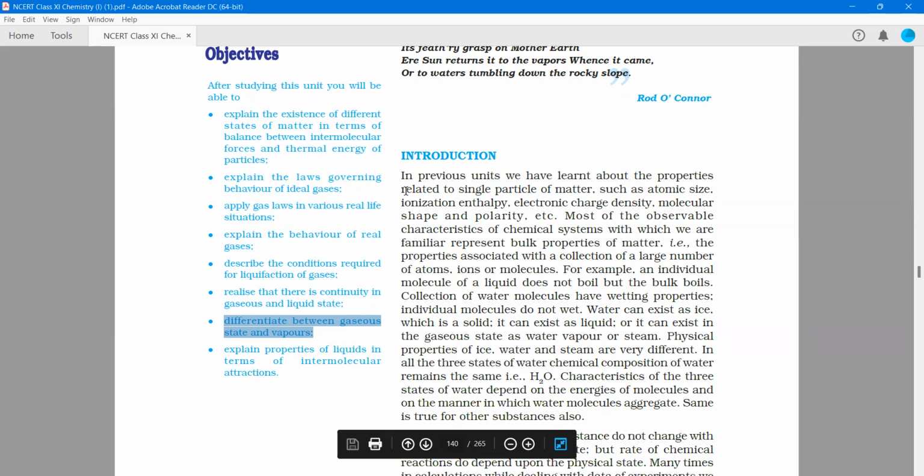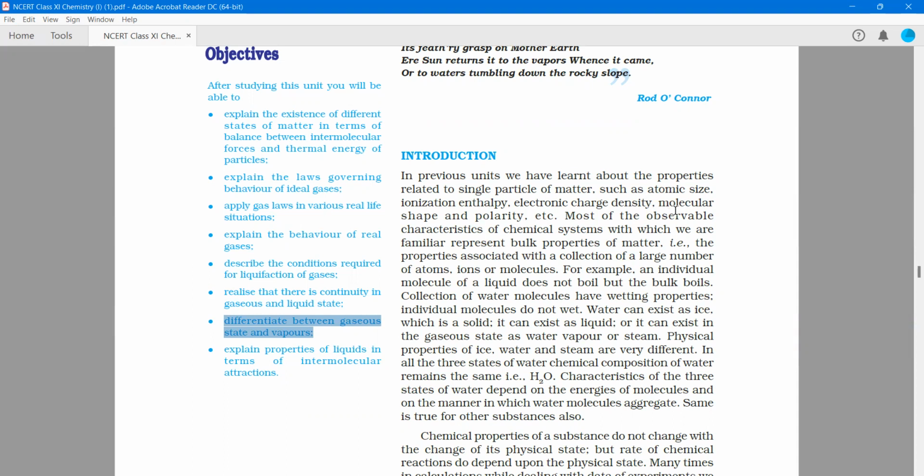So, in the introduction, in previous units, we have learned about the properties related to a single particle of matter. Before this, when we read about the periodic properties, there also we learned about atomic size, atomic radius. We talked about ionization enthalpy, electron gain enthalpy, electronegativity. All of these properties were related to a single particle of matter.